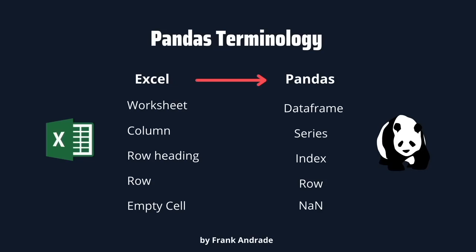And finally, in Pandas we often work with NaN, which stands for not a number, and this is the equivalent of an empty cell that you might find in Excel. So that's it for now. In the next video, we're going to learn how to create a Pandas data frame from scratch.